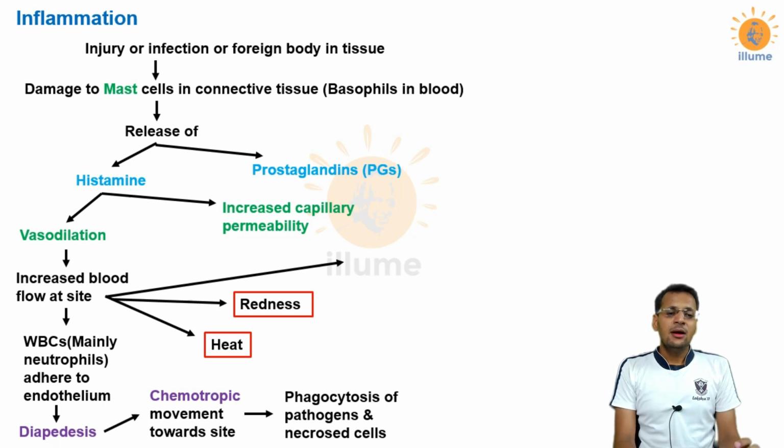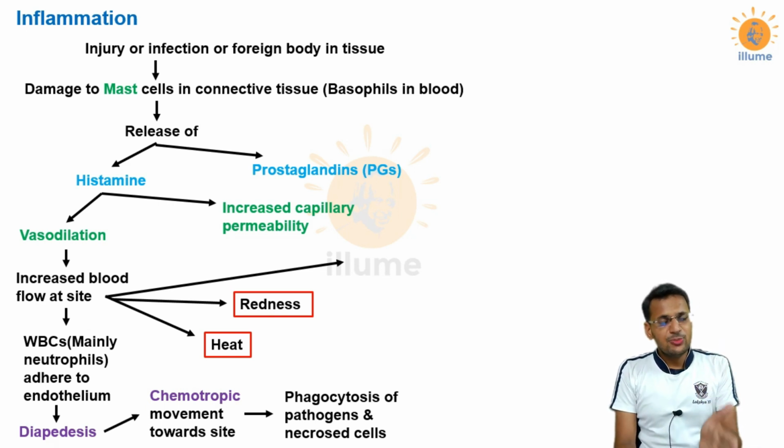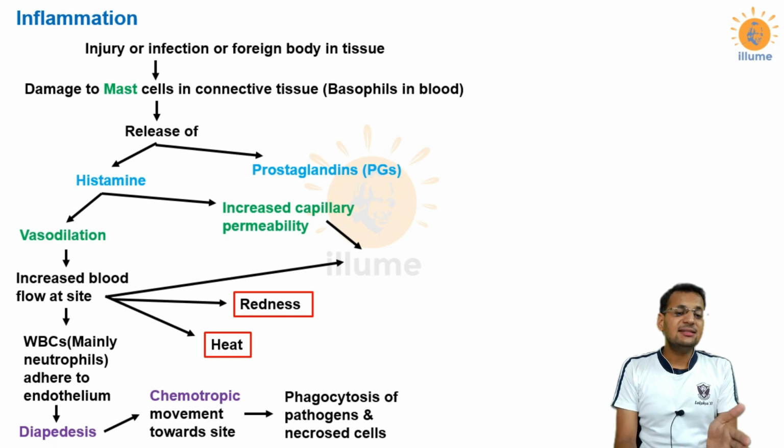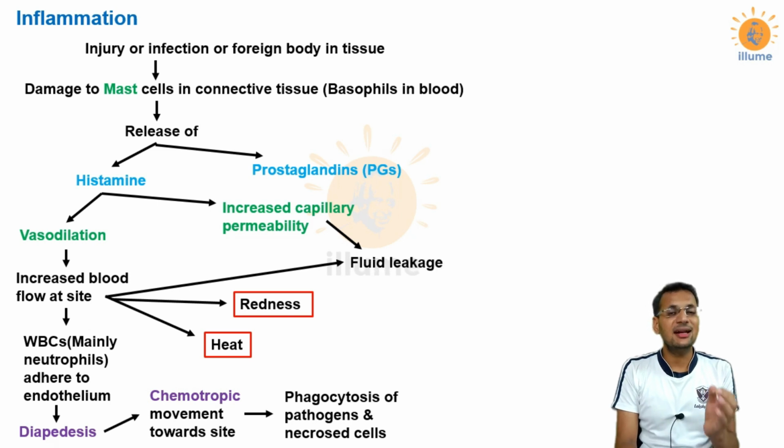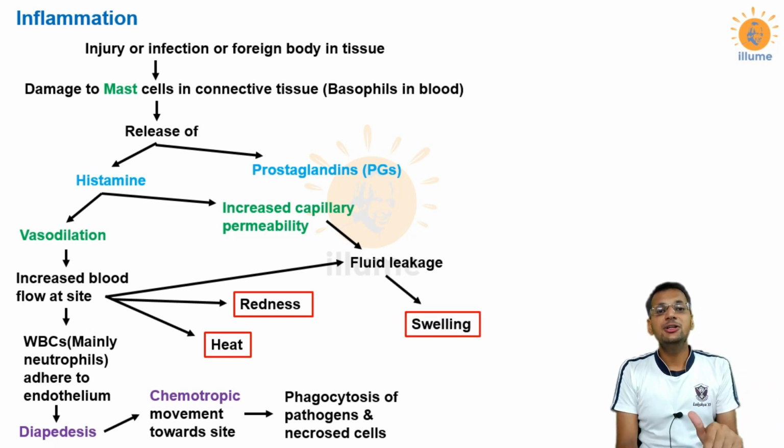Now there is an increased blood flow at that site, and plus there is increased capillary permeability. Because of these two reasons, more plasma, that is the liquid part of blood, would leak out of the blood vessels. There would be fluid leakage out of the blood vessel into the particular tissue, and because of that there would be swelling, which is the third cardinal sign of inflammation. So heat, redness and swelling, these three cardinal signs have already been explained to you.